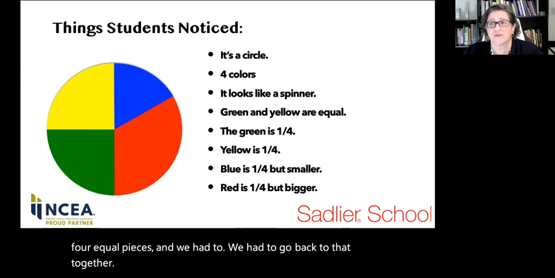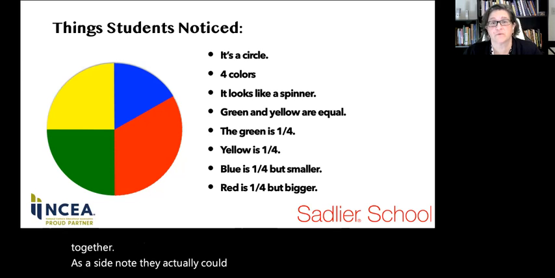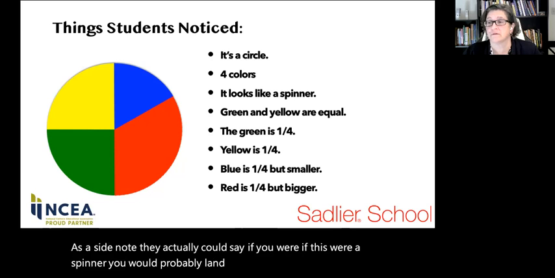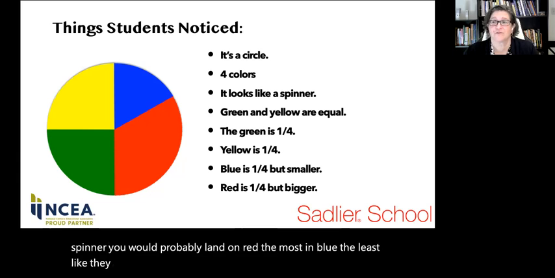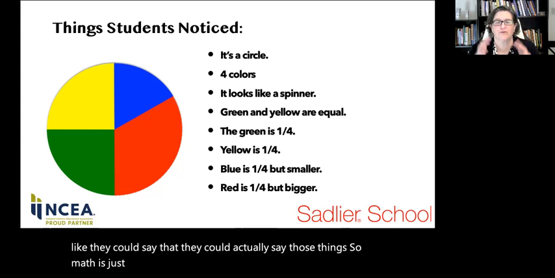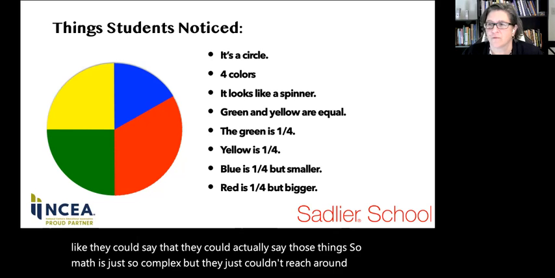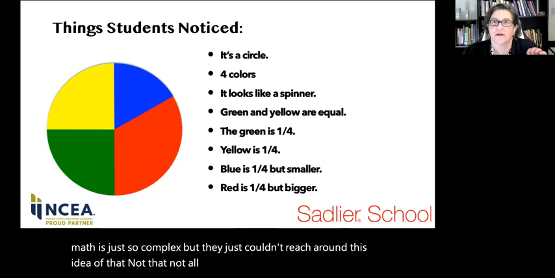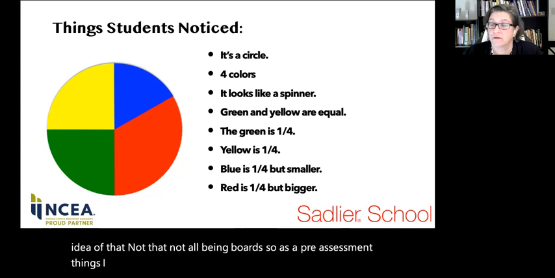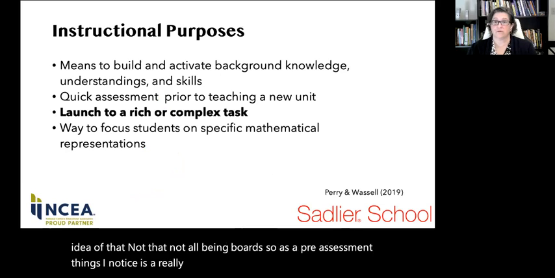As a side note, they actually could say, if this were a spinner, you would probably land on red the most and blue the least. Like, they could actually say those things. So math is just so complex. They just couldn't reach around this idea of not all being 4ths. So as a pre-assessment, things I notice is a really great way to engage students.